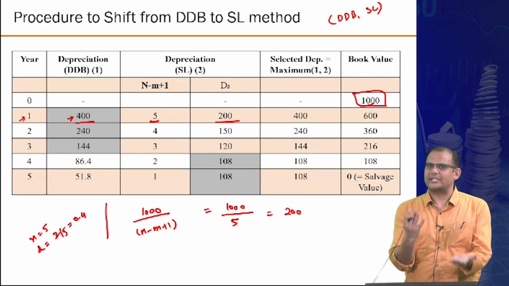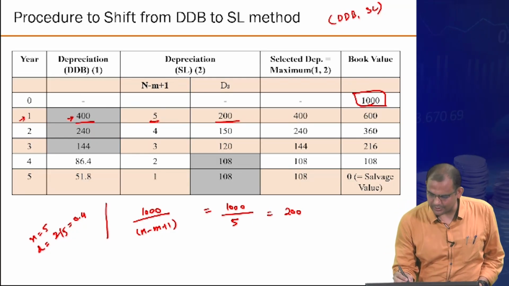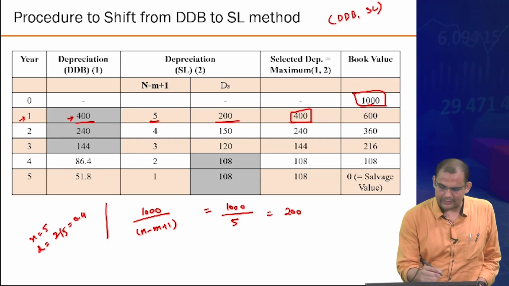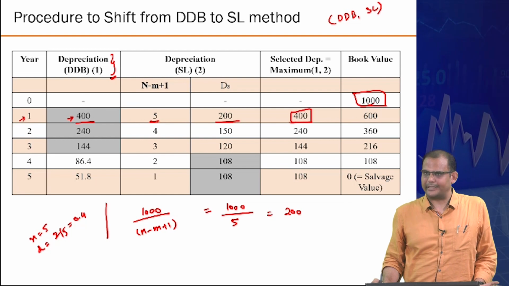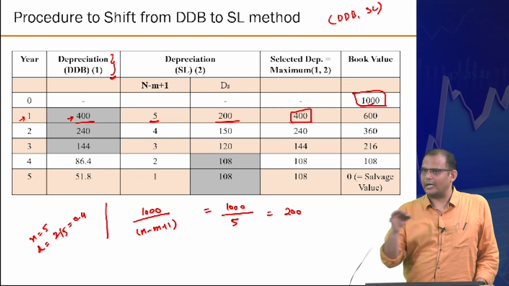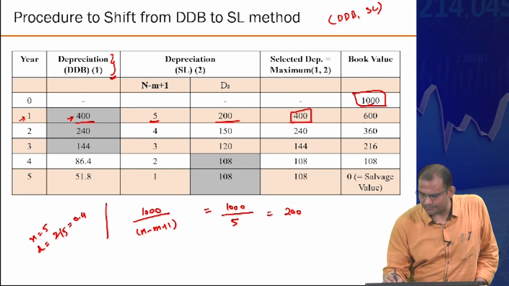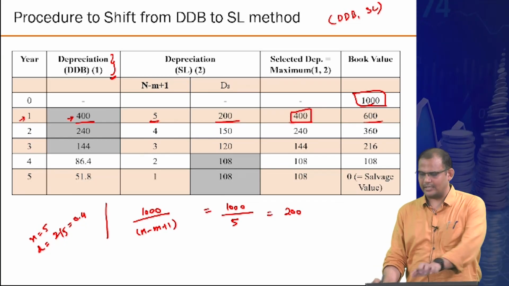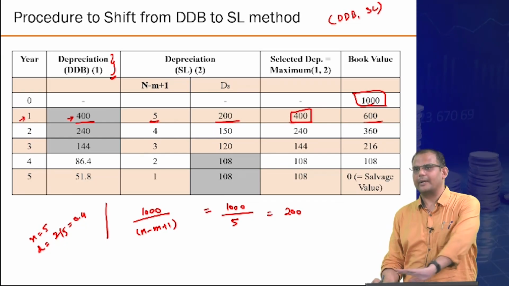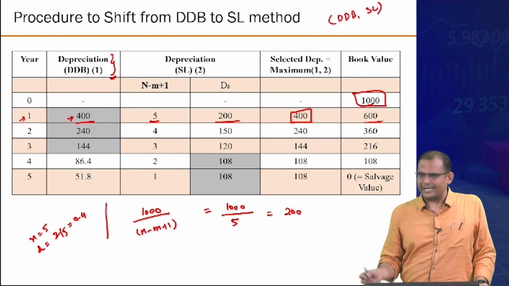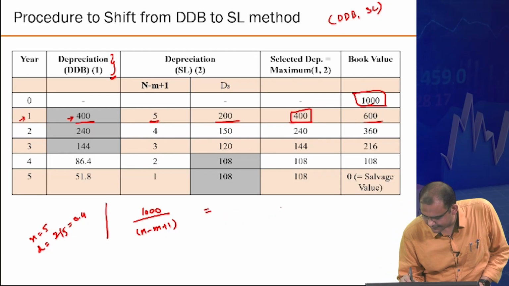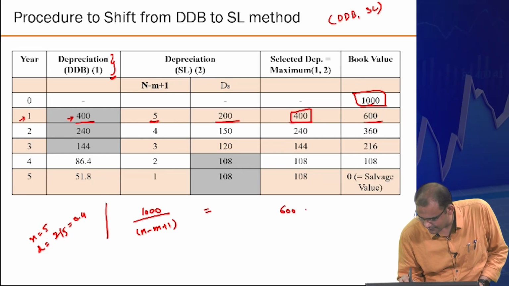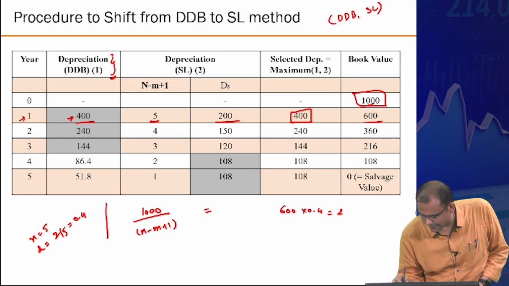You choose the maximum of the two. So you choose the 400 rupees. So you are basically still on the DDB method. So in that year, you allow using the DDB method. So your book value becomes 1000 minus the depreciation amount, which is 400, becomes 600. Year 2, 600 into 0.4, how much? 240.